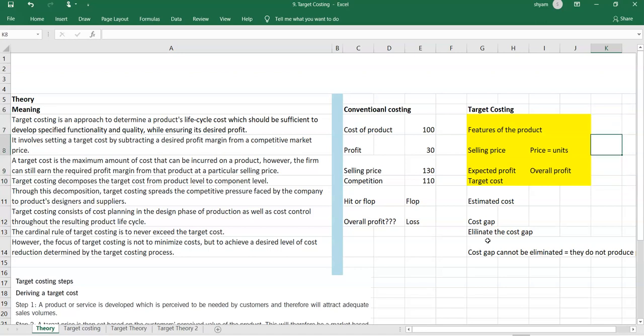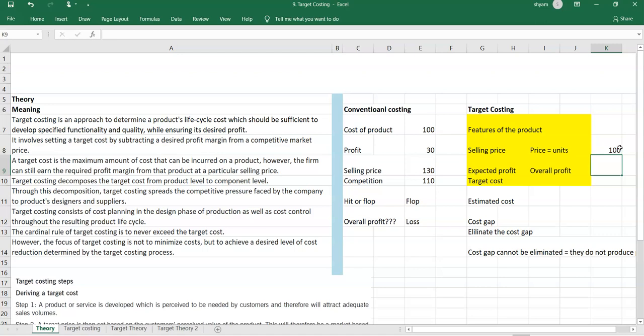Let's see how target costing works. First they will determine the features of the product. For those features, there's a particular set of customers who are willing to buy that product. So they will ask them, for these features, what is the selling price at which you would like to buy? They will say that they will buy this product at 100.